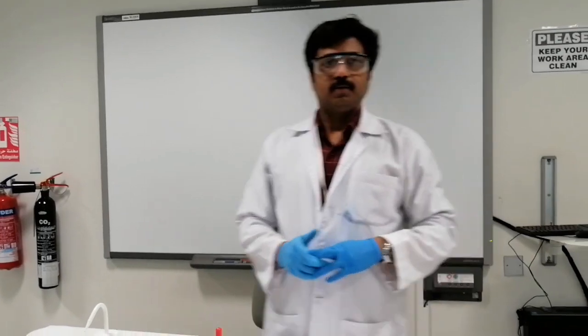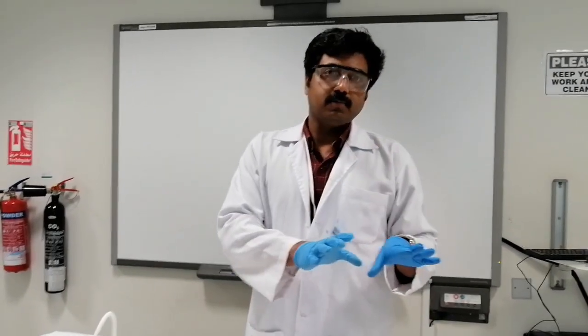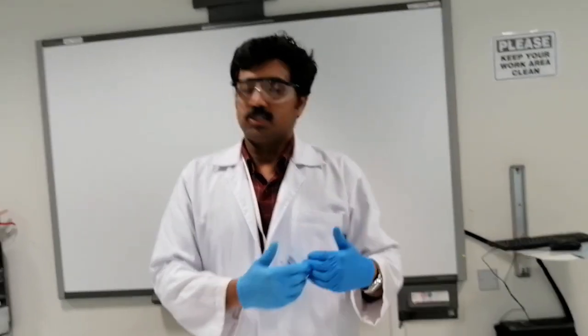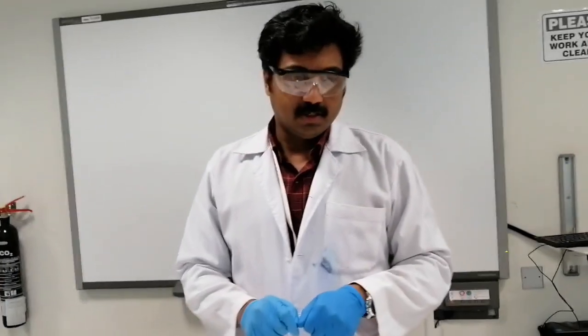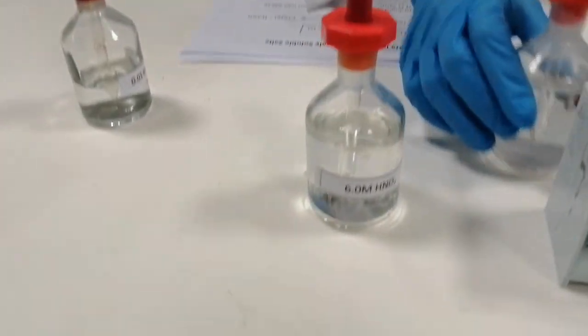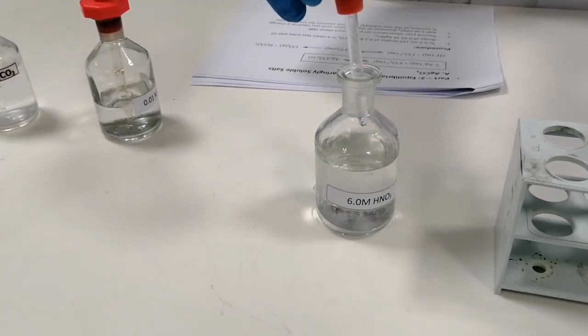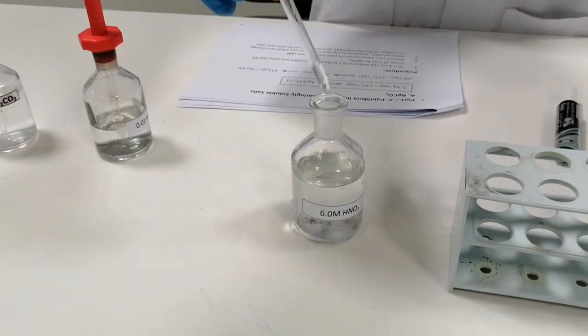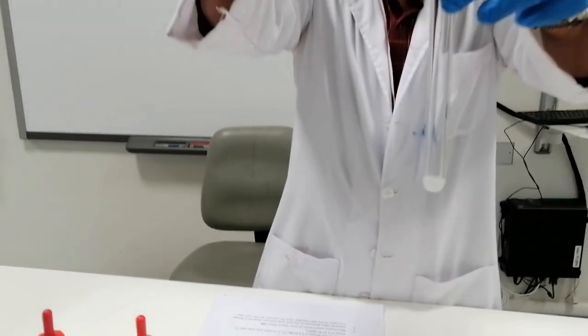Okay. Now, once you have the equilibrium, then as we have done the last part, we are going to disturb this equilibrium. So how do you disturb this equilibrium? Just to disturb this equilibrium, we are going to add nitric acid, 6 molar nitric acid, into the equilibrium mixture. So I'm going to take the nitric acid and add drop by drop into the test tube.